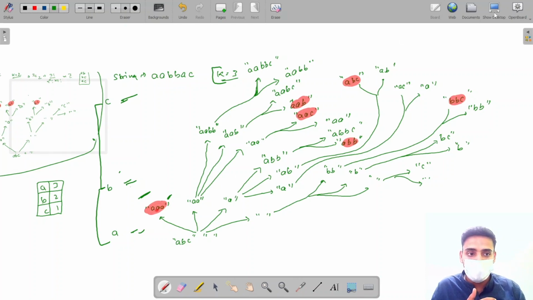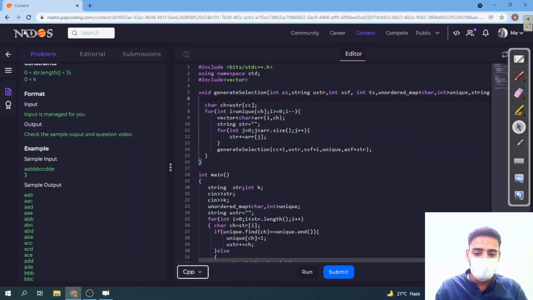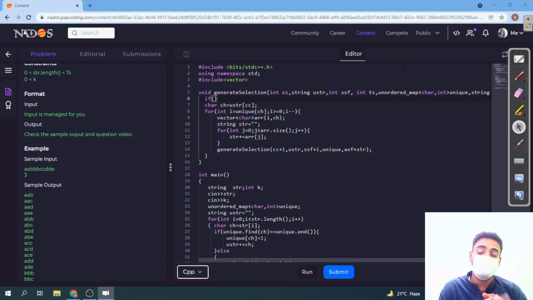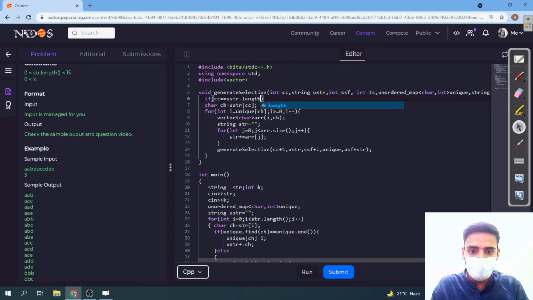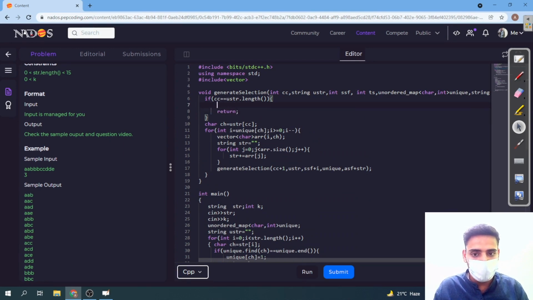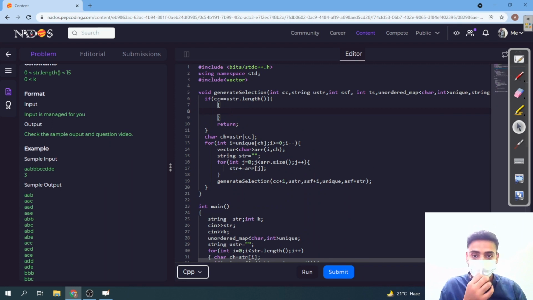So let's handle all these conditions in the base case. First, if our current choice becomes equal to our unique string length, this was the unique string length. If we have made all 3 choices, then we need to return. There is nothing more to explore. So if our cc becomes equal to the length of our unique string, then we need to return. But before returning, we need to take care of one more thing that I have told you.